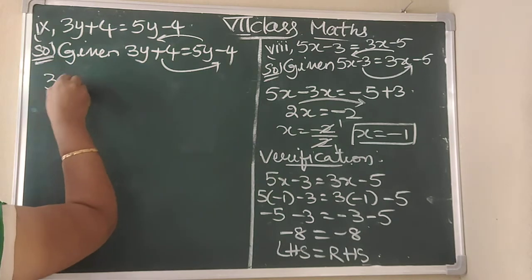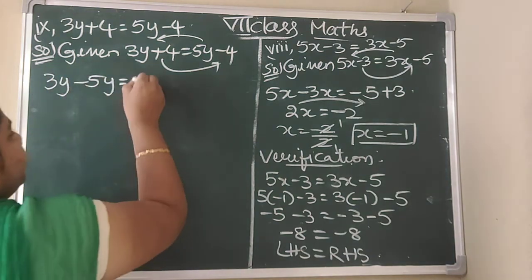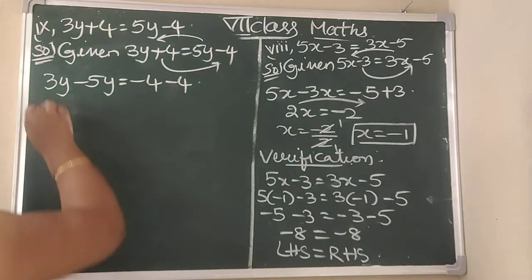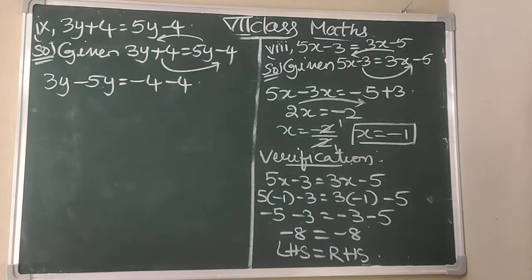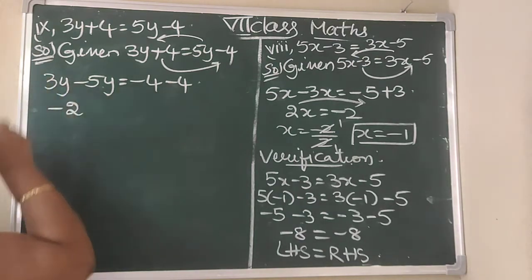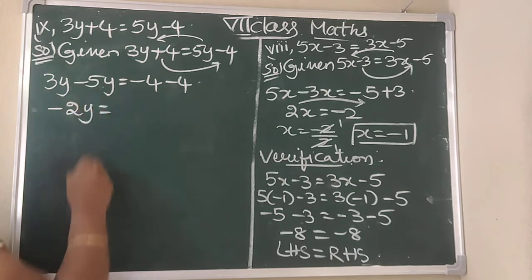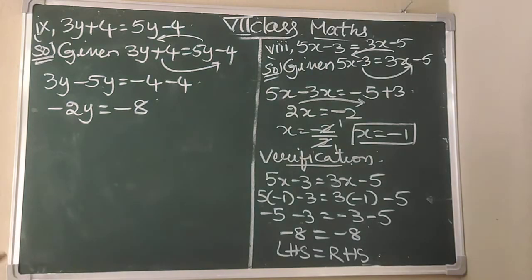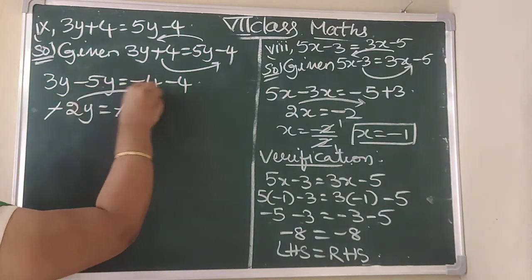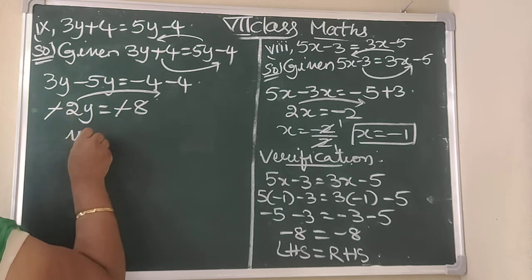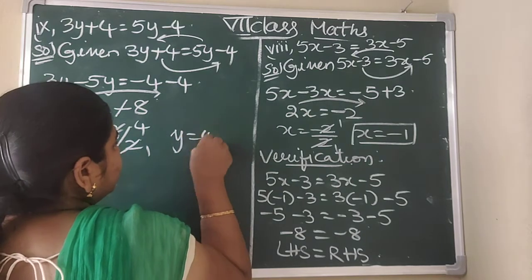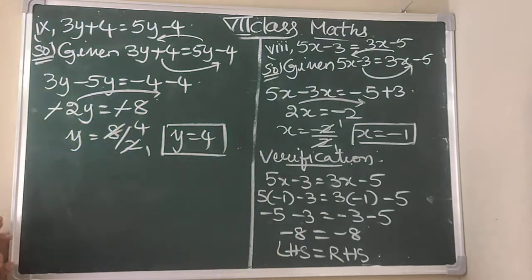So 3y minus 5y is equal to minus 4 minus 4. Okay, 3y minus 5y is how much? From a smaller number we are subtracting the bigger number, so the answer will be in the form of negative, that is minus 2y is equal to minus 4 minus 4, which is minus 8. Now here the minus signs cancel, send this 2 to the other side, so y is equal to 8 by 2. 2 fours are 8. So what is the y value here? The y value is 4. Now we have to do the verification part.